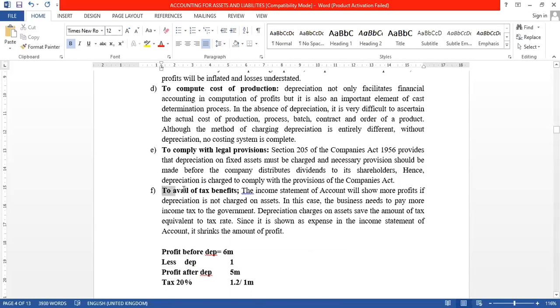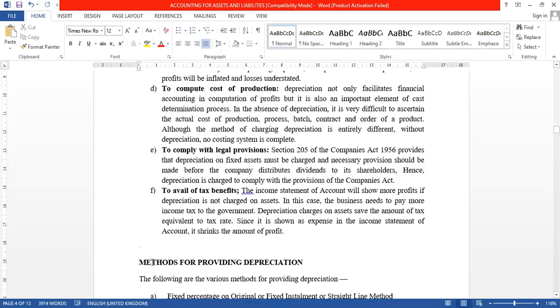I was explaining this point that it will avail some tax benefit. You will benefit for the tax purposes after you are able to deduct that.